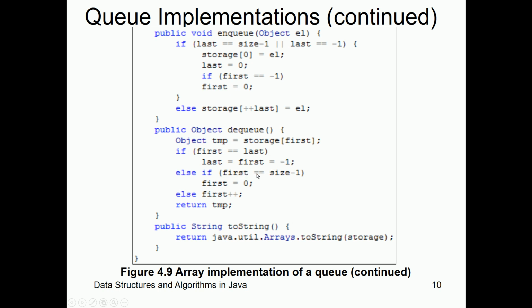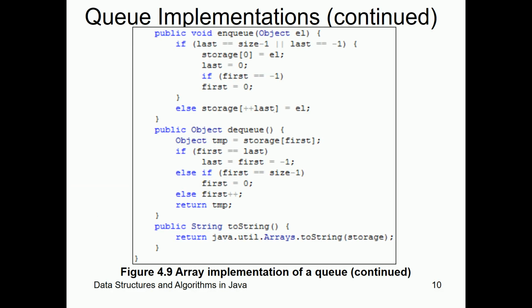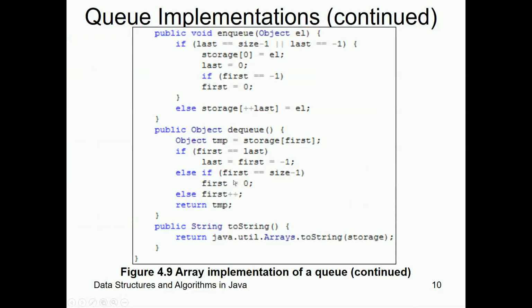If the first is equal to size - 1, what does this mean? That means the first is here. So if the first is here and I'm dequeuing, what should happen? Now the first should go to 0, because the first was here and then I'm dequeuing, that means the next one is here. So the first will become this one. That's what is happening here. So then first is equal to 0.